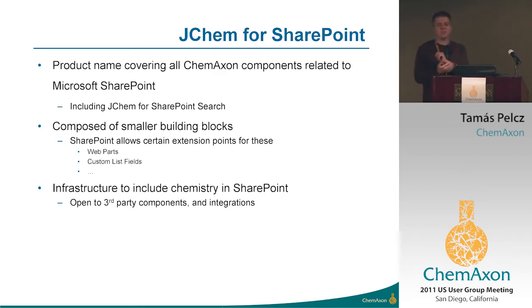Okay, so what is JChem for SharePoint then? It's a product name for covering all ChemAxon components related to or integrated into Microsoft SharePoint, and now it will probably include the so-called JChem for SharePoint Search. In the past, it was JChem Search for SharePoint, but initially we decided that we will keep the JChem brand name, and since it is for SharePoint Search, which is a part of SharePoint, we will call it like this.